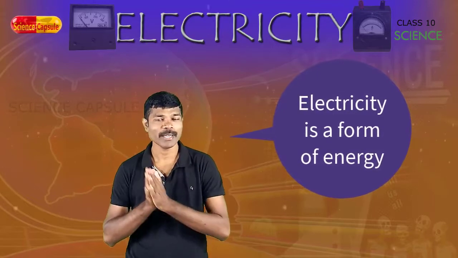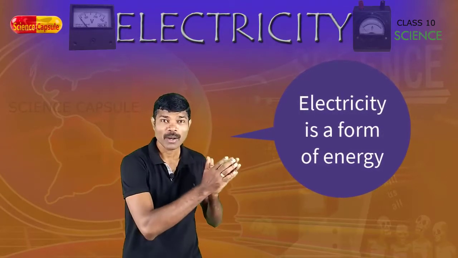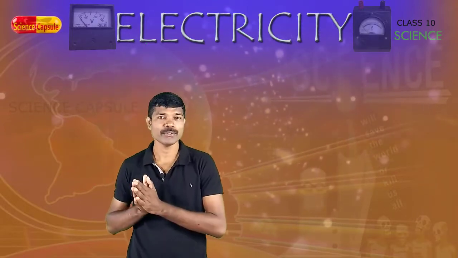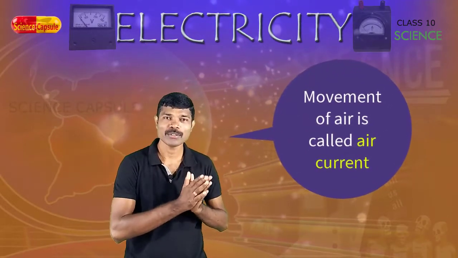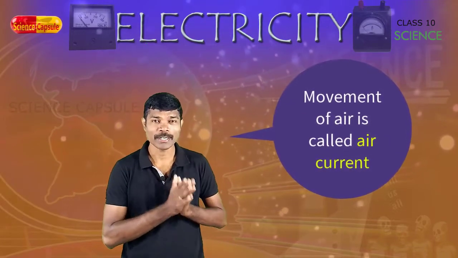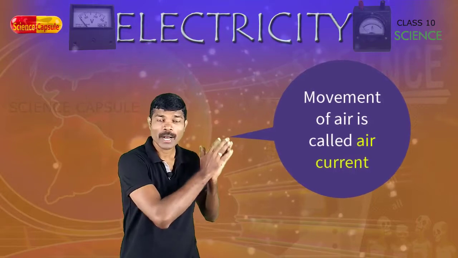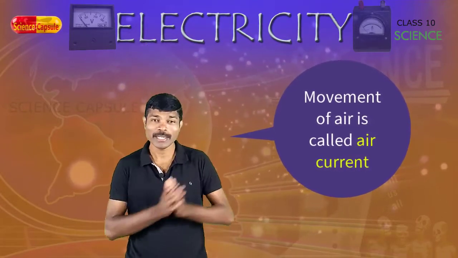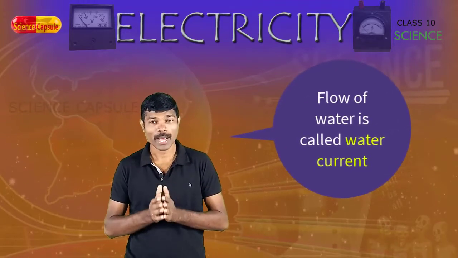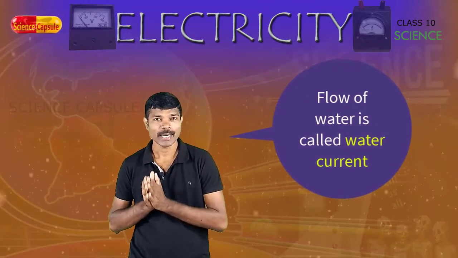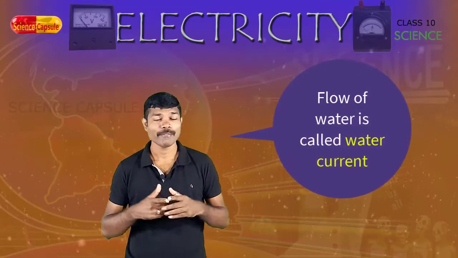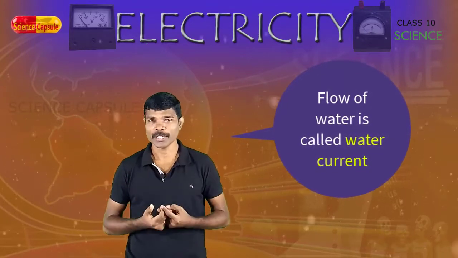You must have heard about air current. Air moves from high pressure region to low pressure region, right? Here, movement of air we could see. This movement of air is called air current. Likewise, you are much familiar with water in river. Water flows from high altitude to low altitude, right? Here, flow of water is called water current. Now, you have the idea about what is current. Current means flowing. If air flows, it is called air current. If water flows, it is called water current, right?